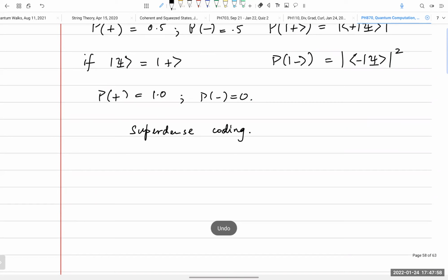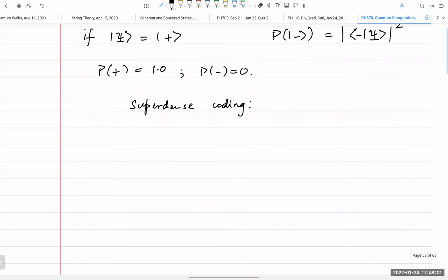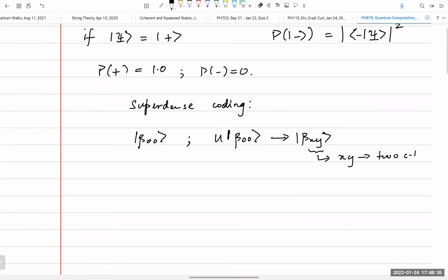In superdense coding, what we are doing is we are starting with a Bell state. Our initial state of the system is beta 0,0. And Alice applies an operation to the state, which converts it into beta xy, where xy corresponds to the classical message that Alice wants to send. These are two classical bits, right?